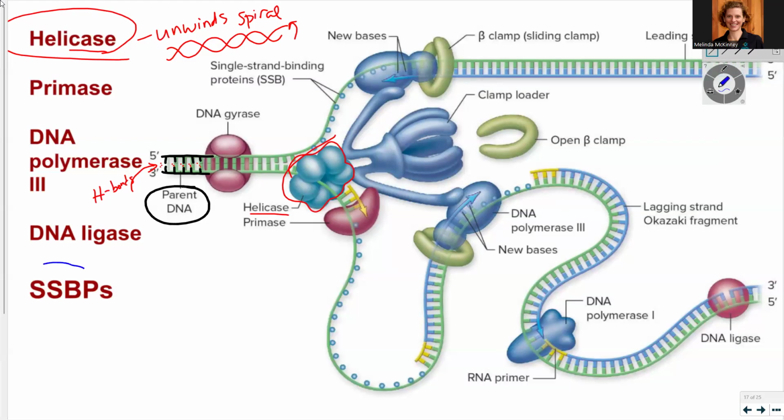So I'm moving down here. This isn't actually an enzyme, but these are going to be placed periodically on the open strand so that they don't bond again, right? Those base pairs want to bond together, so those hydrogen bonds are broken, but to keep them from going back, we put these bumpers on them so that they won't bond or re-anneal. They're abbreviated SSBPs.